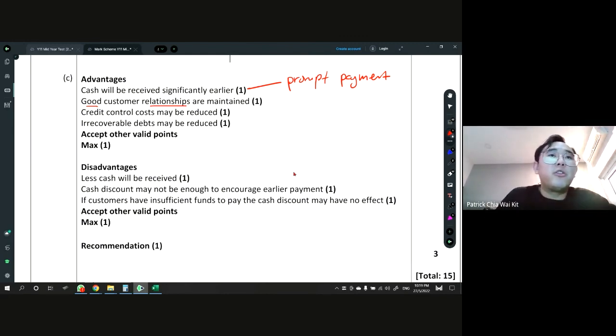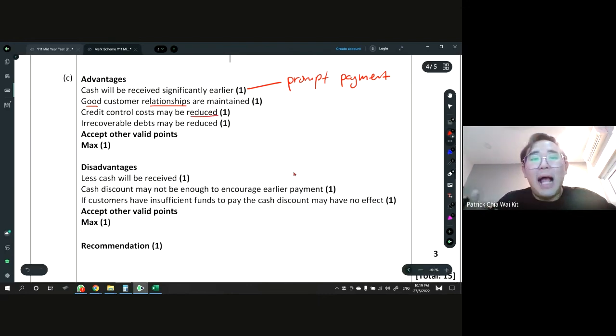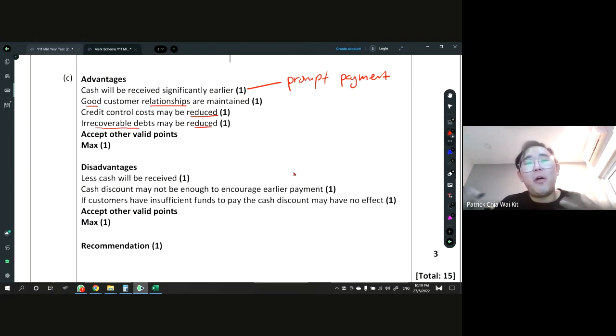So credit control cost will reduce. You don't need to hire people to purposely collect money, and don't need to go and call them, things like that. Of course, if people pay early, then the bad debt also reduces. Or accept any other valid point as usual.